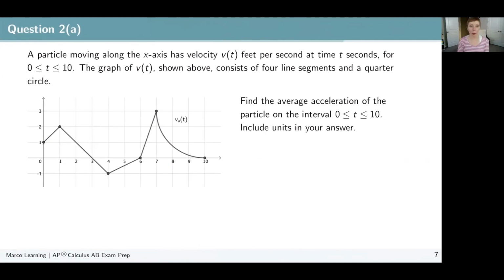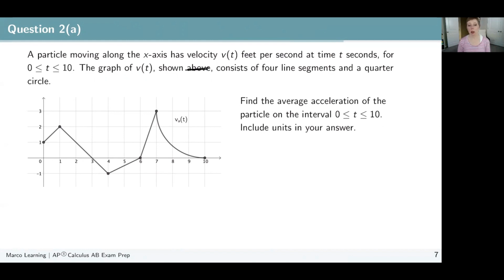Problem number 2, we're almost there. Problem number 2 gives us a graph to start with, and we're told a particle is moving along the x-axis and it has velocity v of t feet per second at time t seconds on the closed interval from 0 to 10. The graph of v of t, actually shown below, consists of 4 line segments and a quarter circle. So between 7 and 10, we can see that that is a quarter of a circle.